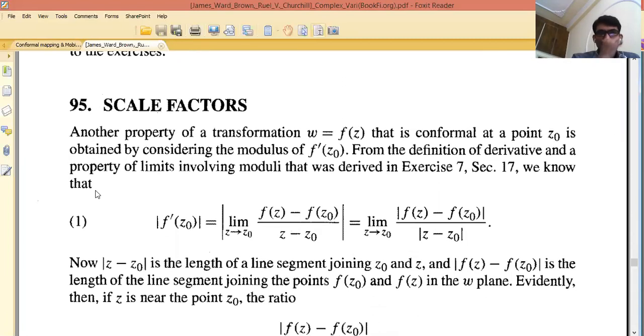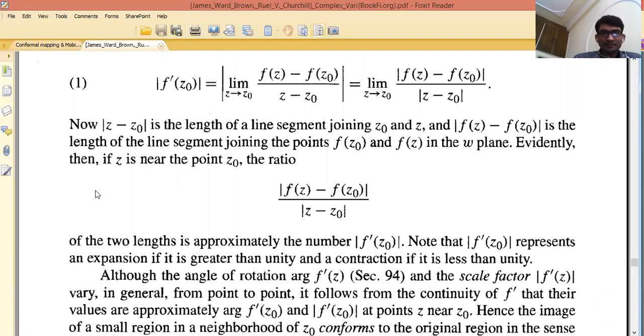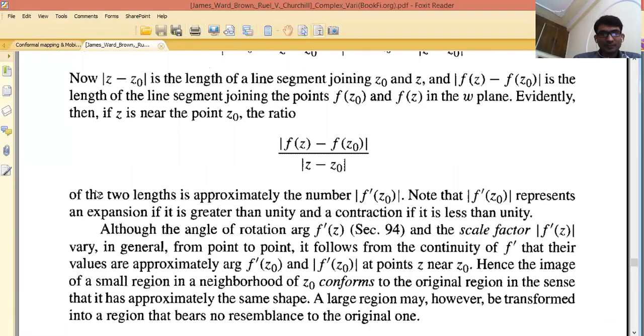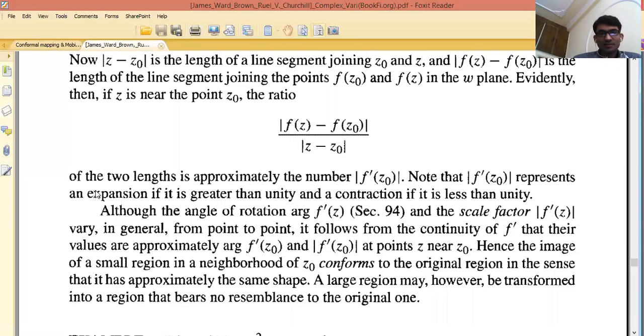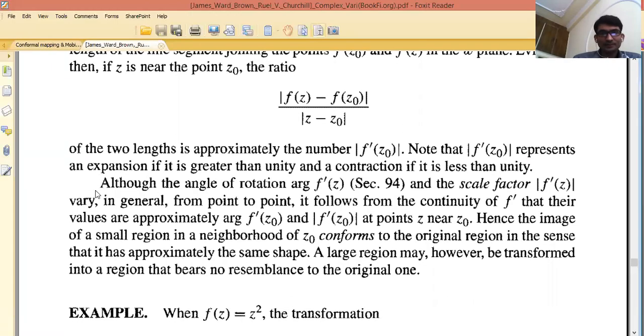Scale factor is another property of a transformation that is conformal at a point z naught. It is obtained by considering the modulus of the derivative of the function at z naught. Although the angle of rotation is argument f dash z, the modulus is called the scale factor, varying point to point.